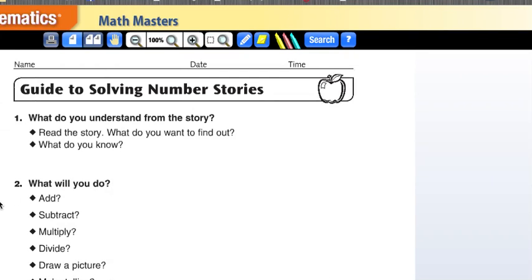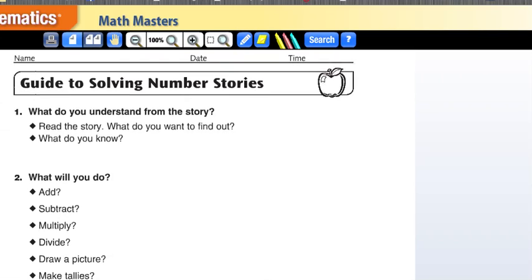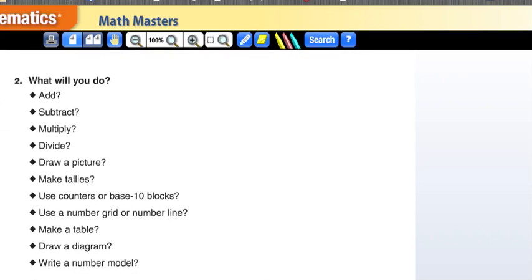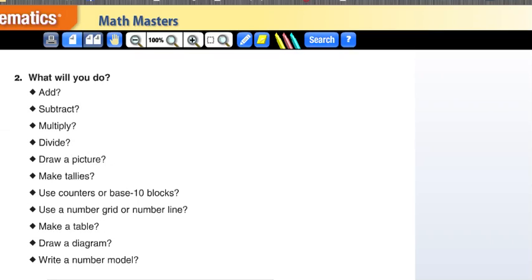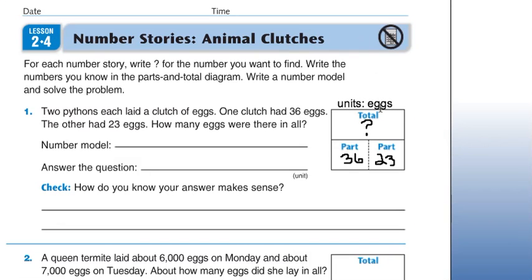So now we need to figure out, number 2, what are we going to do? How are we going to go ahead and solve this problem? A lot of choices that we can choose from. Maybe you'd like to draw a picture. Maybe you'd like to add. I think adding sounds like a pretty good bet in this case because we're trying to find a total and we have 2 addends or pieces that we can add together.